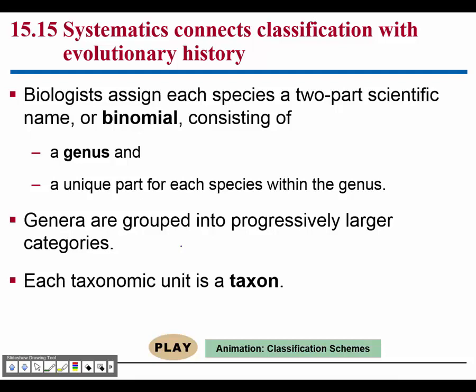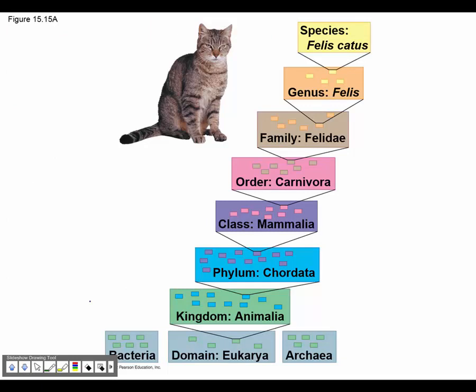And if you remember from chapter 1, do kings play chess on fine grained sand, right? That mnemonic to help you remember domain, kingdom, phylum, class, order, family, genus, species, right? So each taxonomic unit is a taxon. So here we go. Do kings play chess on fine grained sand? Okay. And so that's kind of how this works.